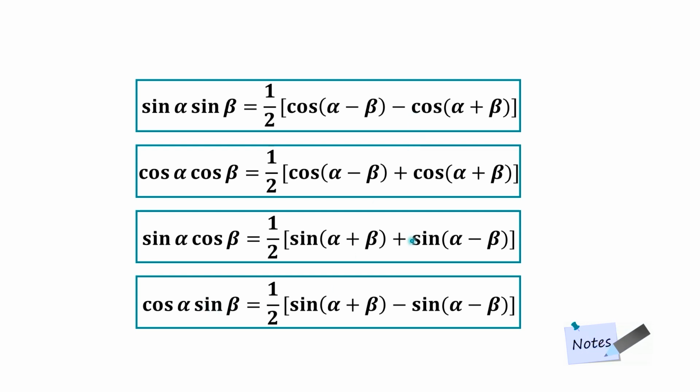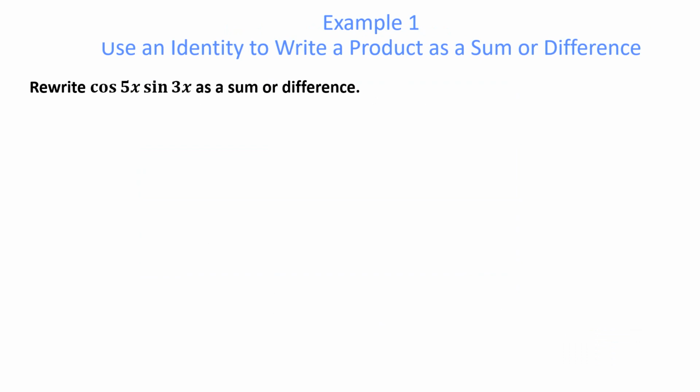And on the right-hand side of these identities, you'll often find a sum or a difference. And these are often called the product to sum identities. So in example 1, we're asked to rewrite cos 5x multiplied by sine 3x as a sum or difference. Now you should notice cos 5x multiplied by sine 3x is a product. Now I'll write alpha as equal to 5x and beta as equal to 3x.